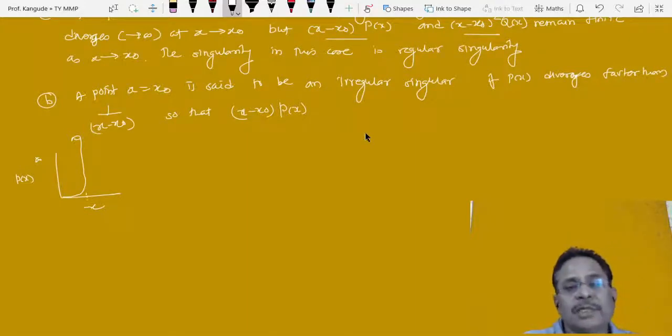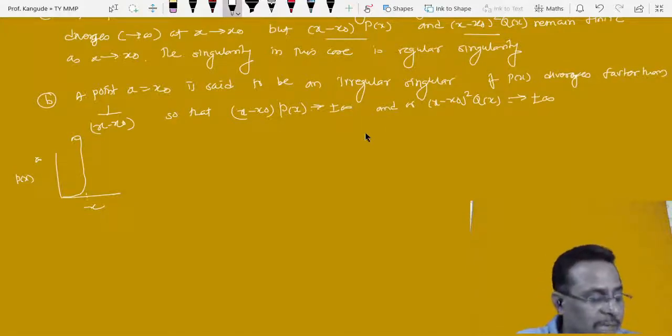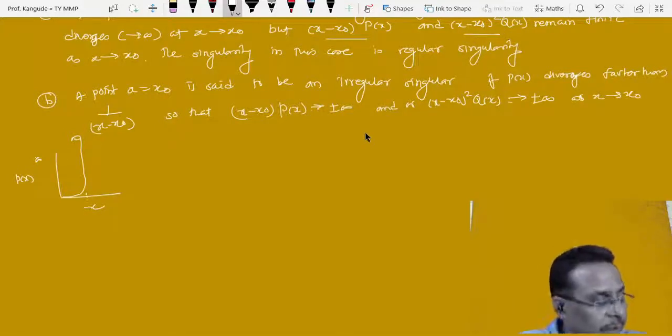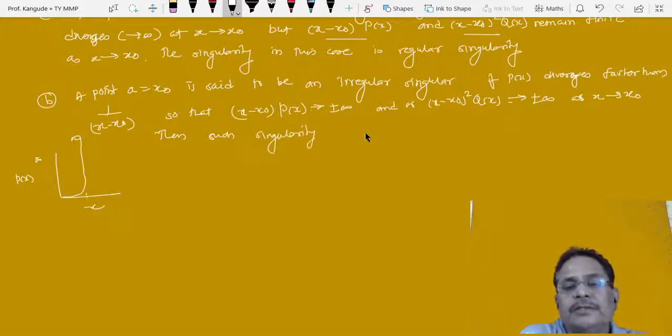x minus x0 into p of x tends to plus or minus infinity, and or x minus x0 squared into q of x also goes to plus or minus infinity. That is also said to diverge as x tends to x0. Then such a singularity is called an irregular singularity.